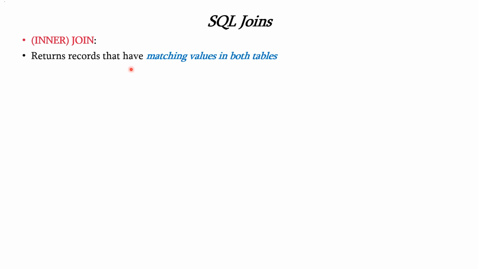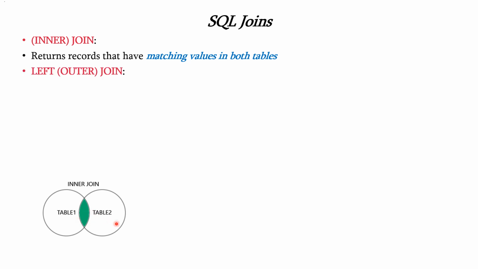Next we have SQL joins. We have 4 types of joins. The first one is the inner join. It returns records that have matching values in both the tables. Here we have table 1 and table 2. It returns only the common values that lie between the 2 tables.